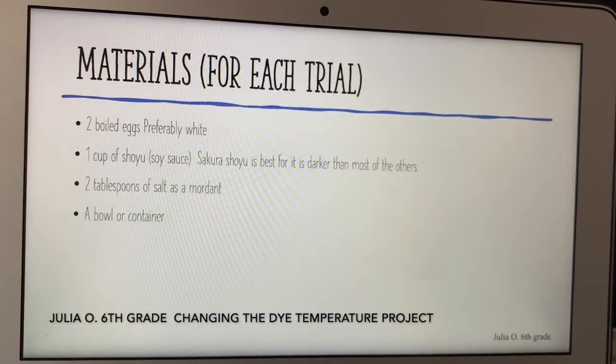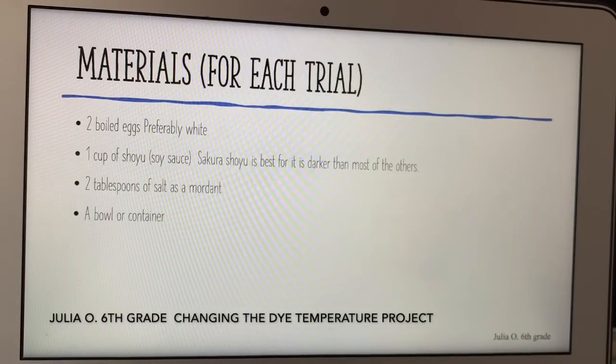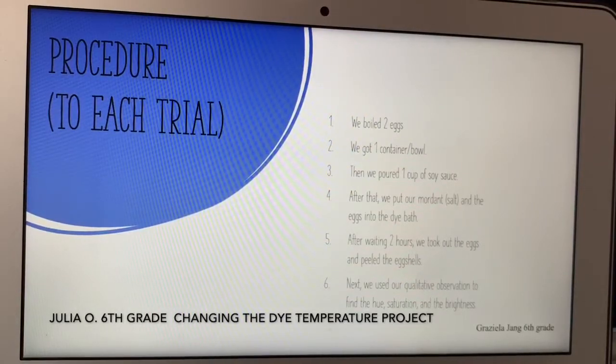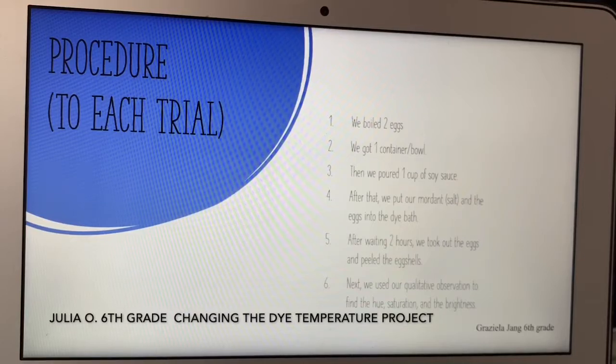Our materials were 2 boiled eggs, 1 cup of soy sauce, 2 tablespoons of salt as a mordant, and 1 bowl or container. Our procedure was: we boiled 2 eggs, we got 1 container and a bowl, then we poured 1 cup of soy sauce into the bowl.